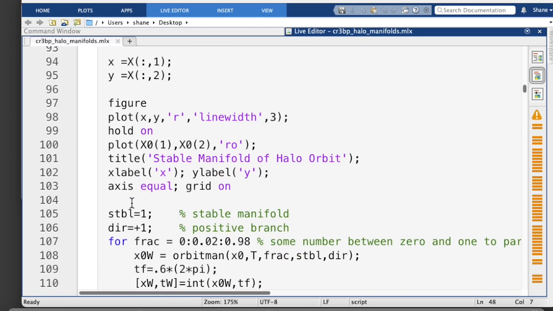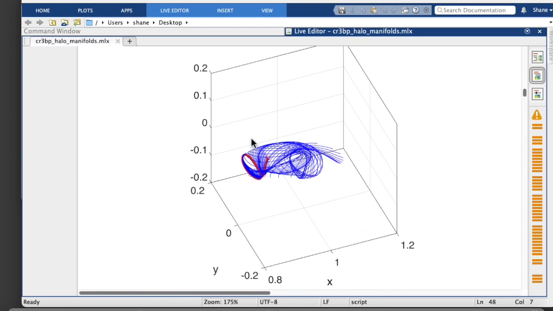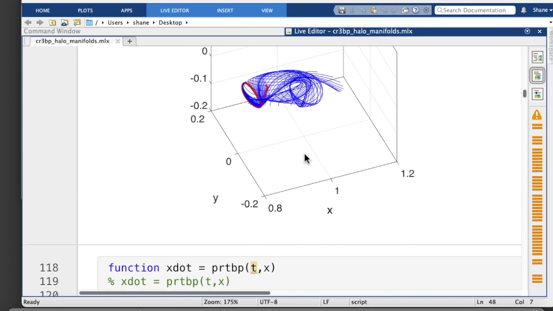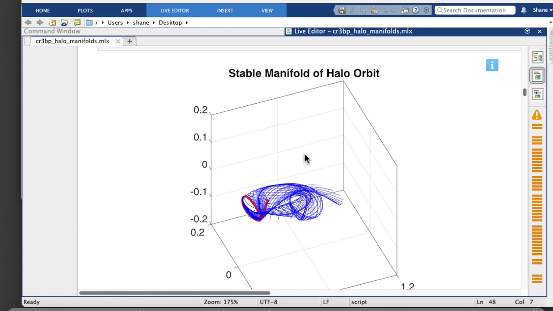We could show several trajectories. So this is showing several trajectories along the stable manifold. So if you wanted to leave the moon and get onto this particular halo orbit, you would maybe look for the one that comes closest to your lunar orbit. And I think that's it. Everything else are functions. So there's 1,000 lines to this code, but most of it is functions.